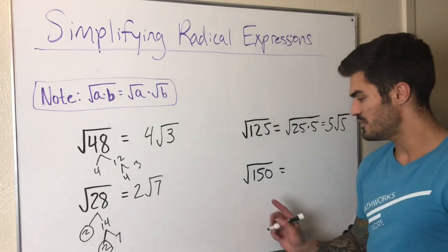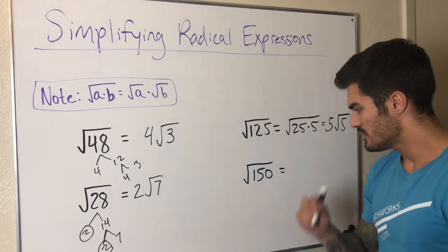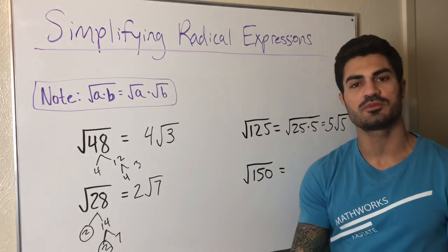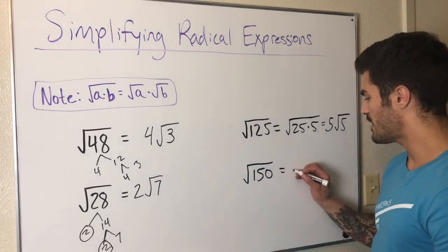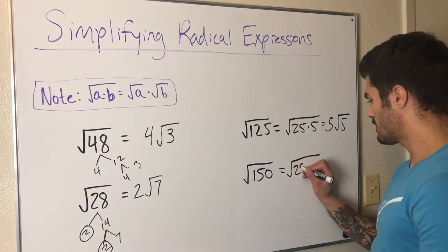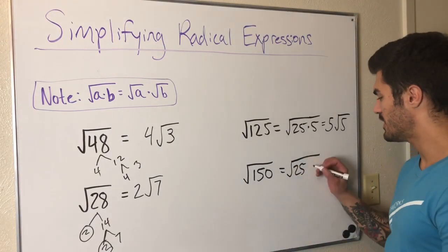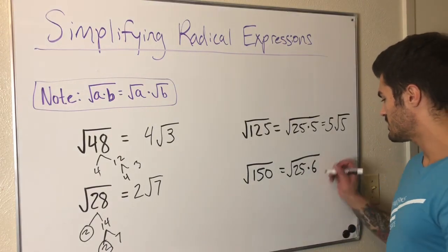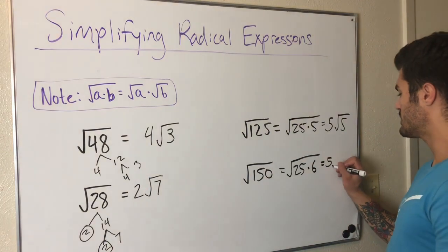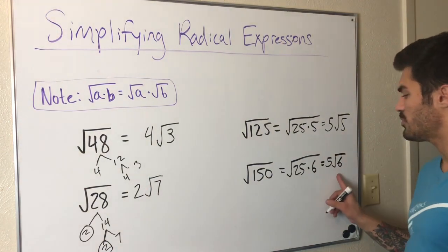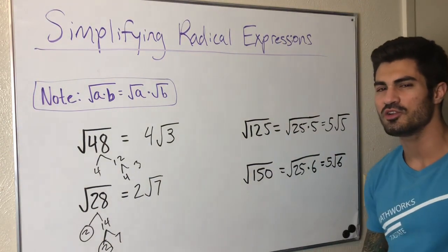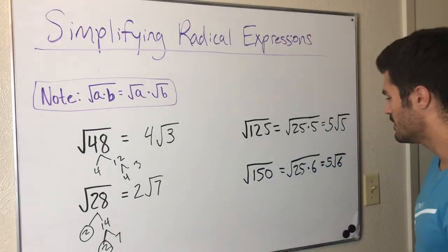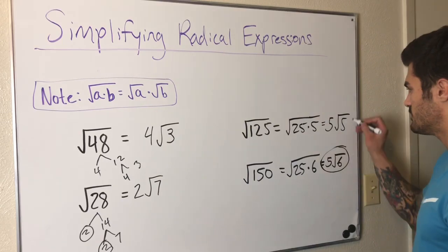What about this 150? Let's see. 15 and 10. Let's see, 25. We know 25 is a perfect square. So 25, what can I multiply 25 by? 6. By 6, and that gives me 5 root 6, and 6 cannot be broken down more. I can break that down into 3 times 2, but neither of those are known square root or perfect square values, right? So this is actually the final answer, as simple as that gets.